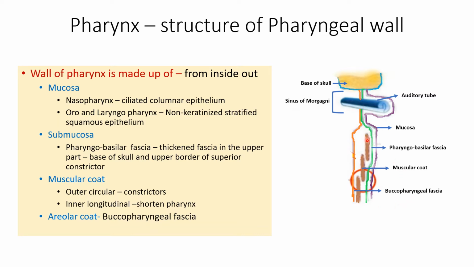So it's a thickened fascia in the upper part, starting from the base of skull to the upper border of the superior constrictor muscle. And then you can see the muscular layer consisting of the circular muscles, the superior, middle and inferior constrictors. Now outside these constrictor muscles, you are seeing the Buccopharyngeal fascia, which you can see is merging with the Pharyngobasilar fascia. You are seeing the merger of the two layers at the upper border of the superior constrictor muscle. And there is a space here that is known as the sinus of Morgagni, which we are going to learn in detail during the course of our discussion.